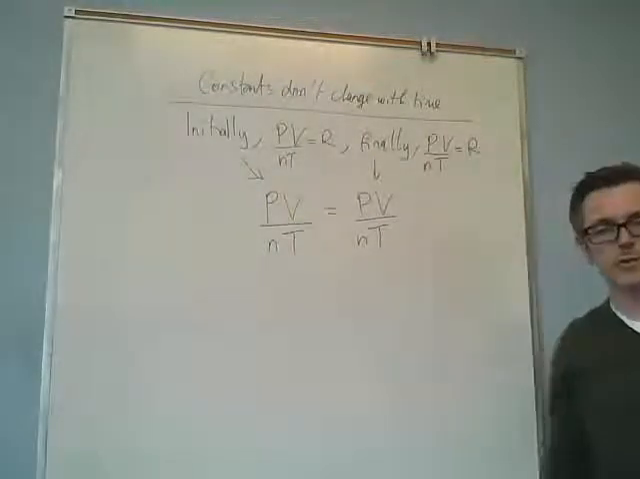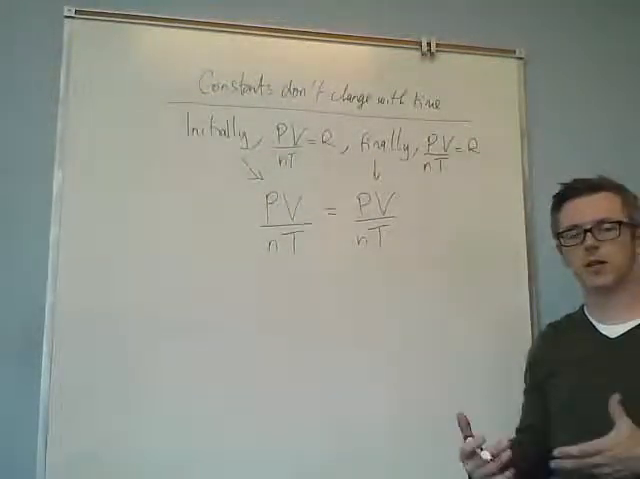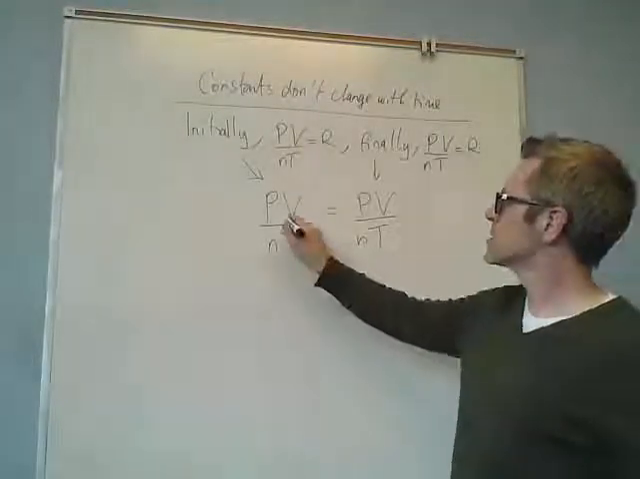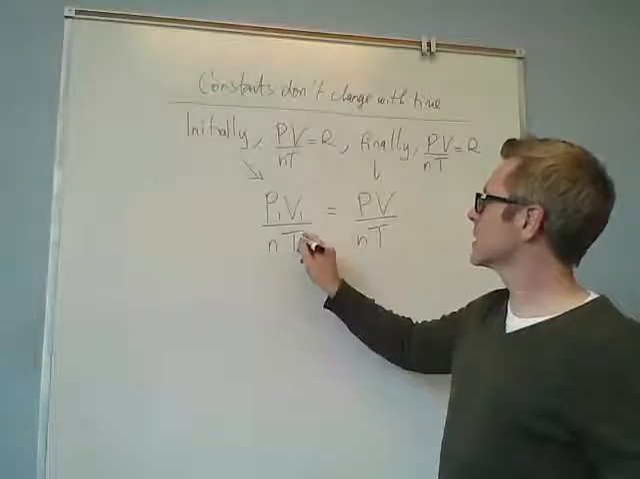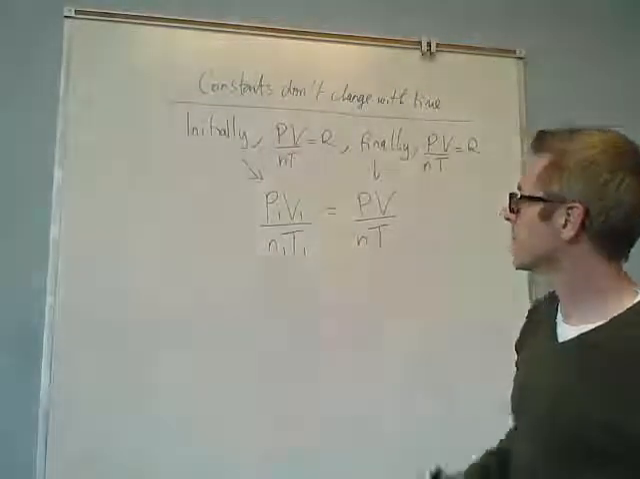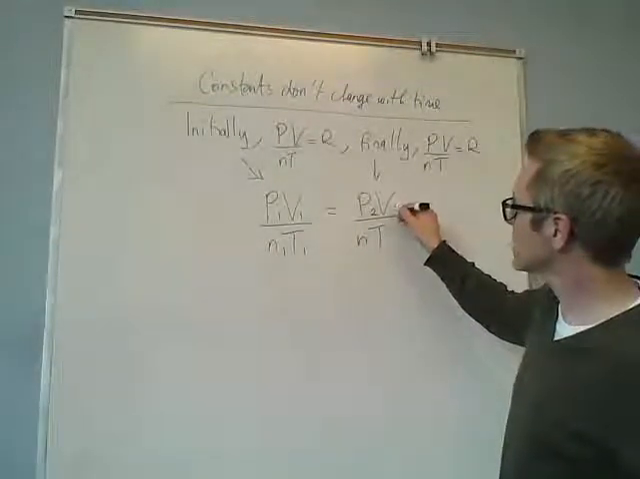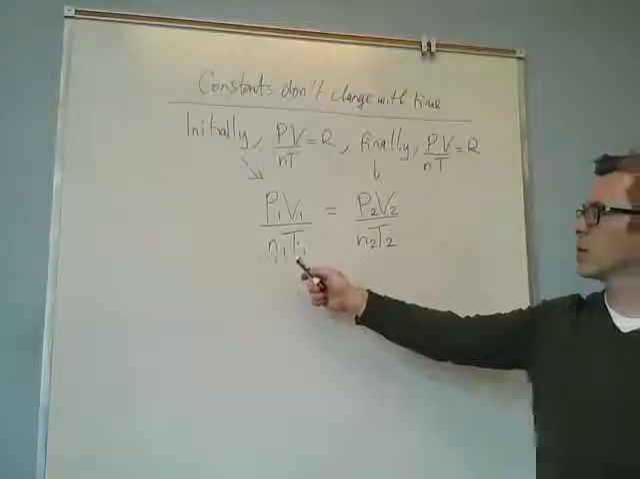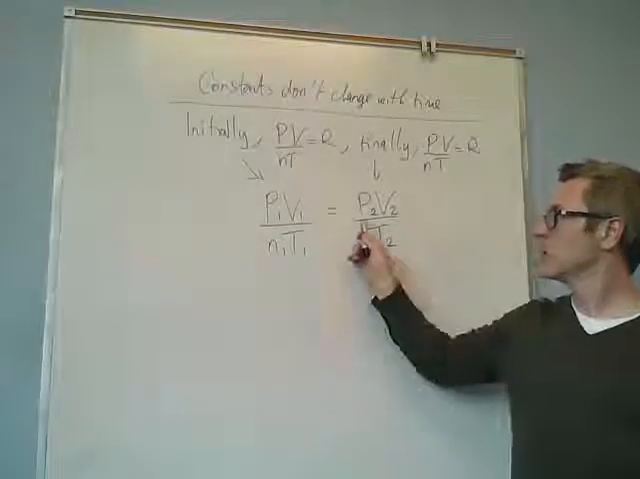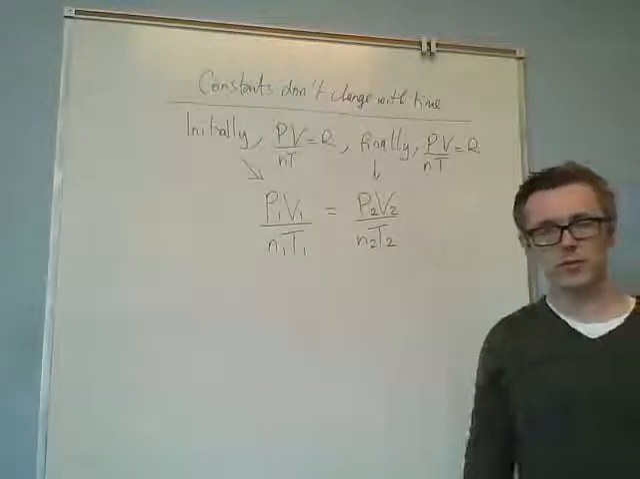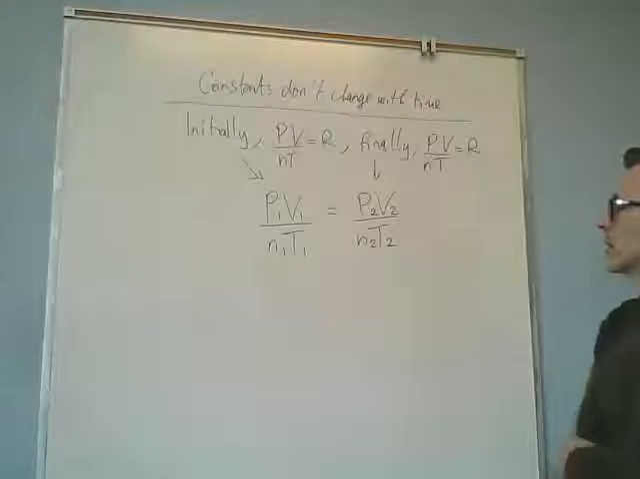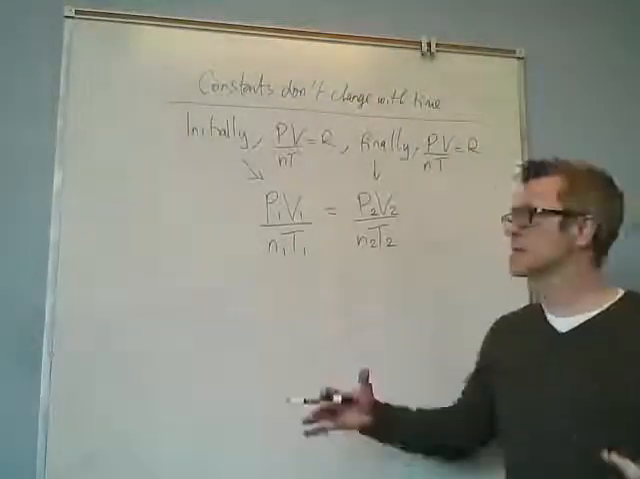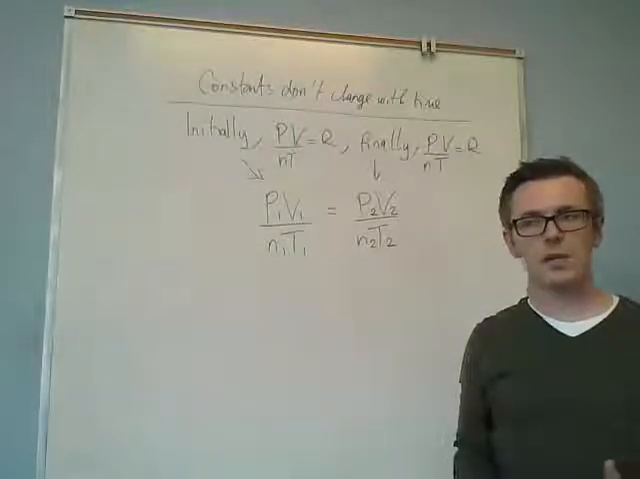So that's confusing. So now we need to label the initial and final. For some reason, they chose the numbers 1 and 2. So we represent the initial conditions with the subscript 1. We represent the final conditions with the subscript 2. So P1 V1 over N1 T1 equals P2 V2 over N2 T2. Now, this is a combination of all the gas equations.